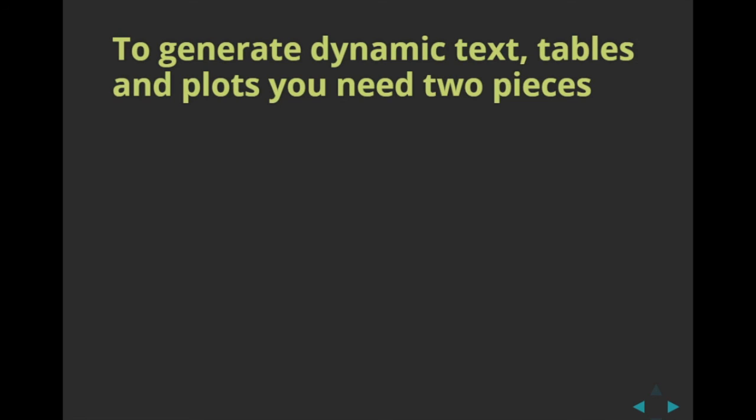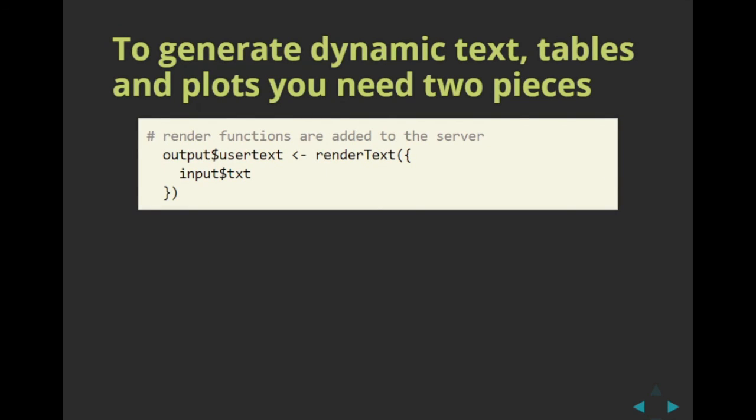So, two pieces. Here's one piece. We're going to do text to start. Again, a boring example. We'll get a little more interesting as we go. This is added to the server. So pretend you're seeing a server around it. Here's the render function. In this case, render text because we're dealing with text. And what are we sending out? We're just basically, in this case, sending out the results that the user types in.